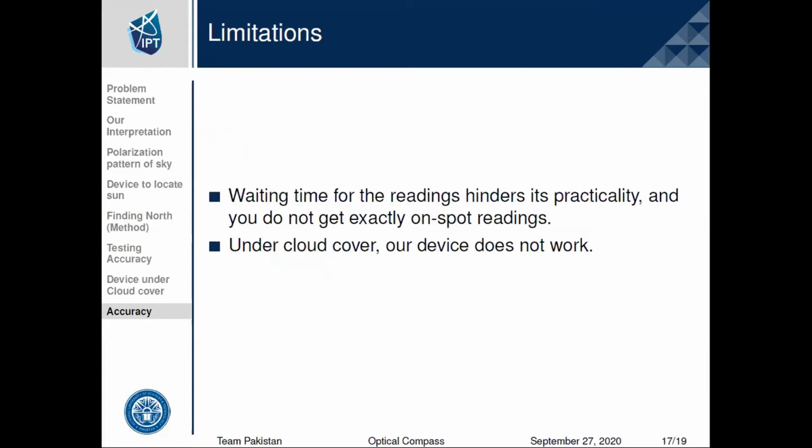Some other limitations are that the waiting time for the readings hinders its practicality, and you do not get exactly on-spot readings. If you want to find out the cardinal directions, not the position of the sun in the sky, you would have to wait. And under cloud cover our device, as we mentioned earlier, does not work. But you can find the patches in the sky which are not covered with clouds, and you can find the location of the sun from there.